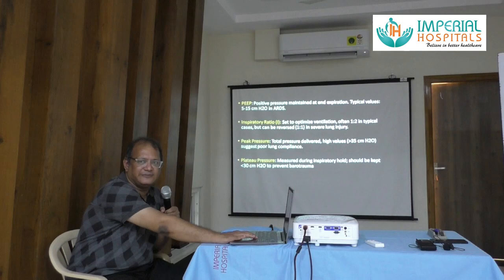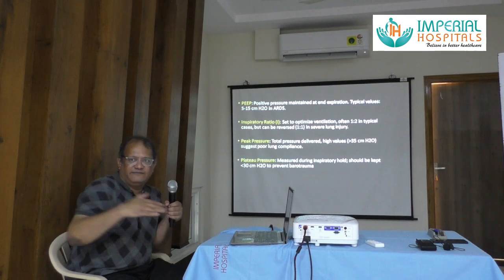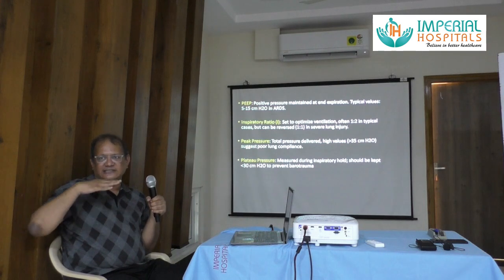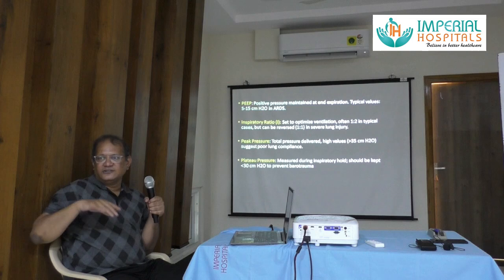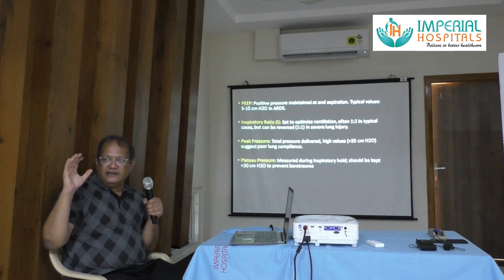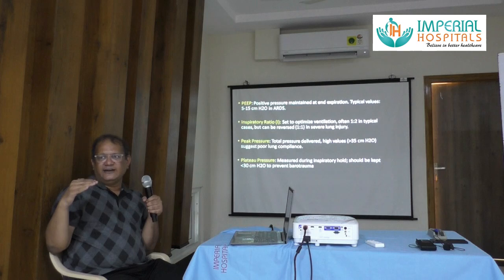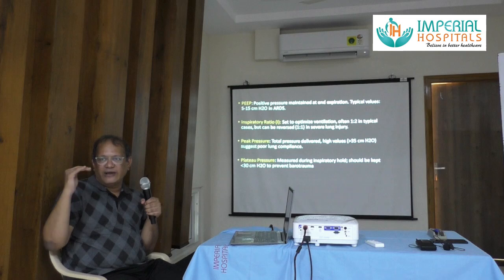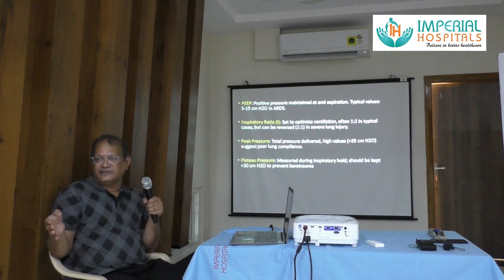PEEP, positive end expiratory pressure. This is the pressure maintained at the end of expiration, right? So what does that do? If there is some positive end pressure, there is some amount of air left in the lungs, right? So it will prevent collapse of alveoli. Also, if the pressure at the end of expiration is equal to atmospheric pressure, the next breath initiation will be slightly harder. If you have some PEEP, it will decrease the work of breathing.